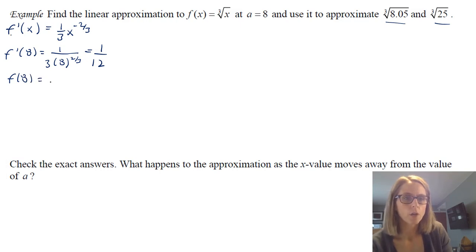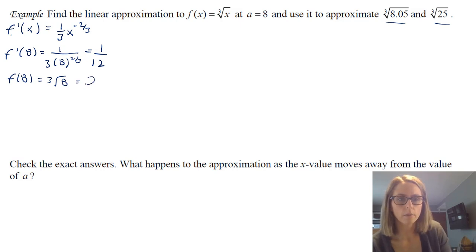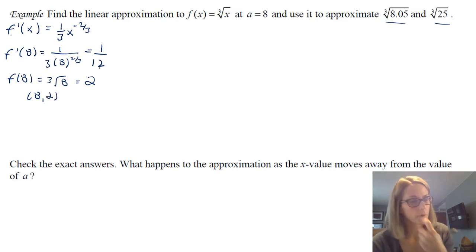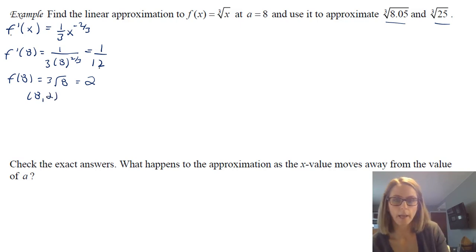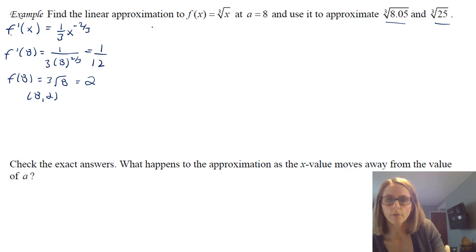Put that in. So that's just going to go back into our original, the cube root of 8. You can tell me that is 2. Okay. So we have the point (8, 2), and then we have the slope of the tangent line at a equals 8. So now we're ready for our linearization. That's all that it is. So it's going to be the y value, 2, plus the slope, times x minus 8.